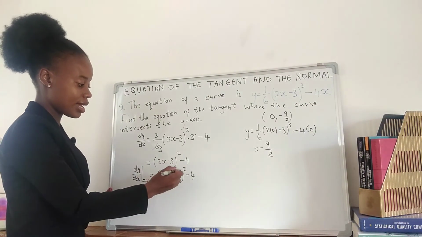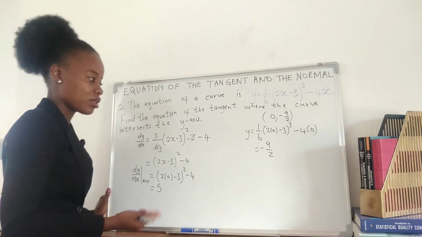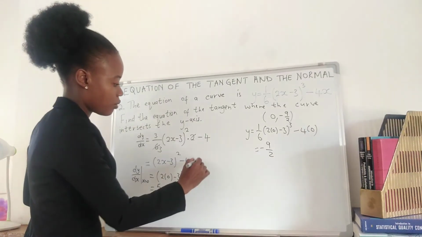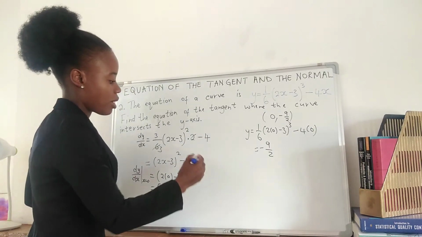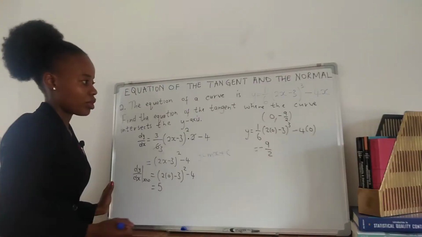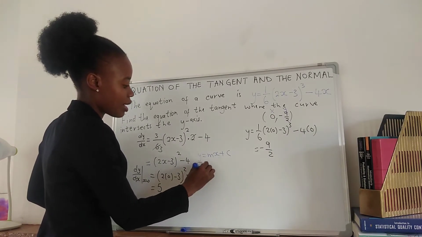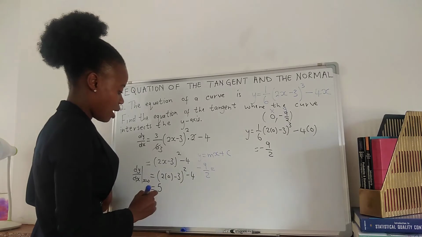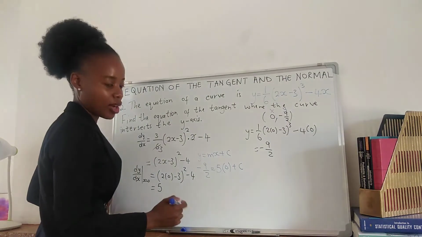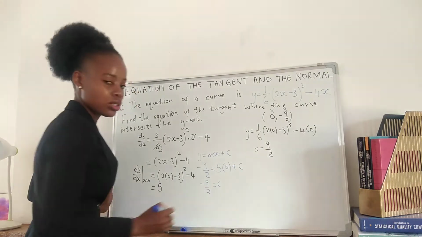Negative 3 squared is 9. 9 minus 4 is 5. So our gradient is 5. So we have a gradient and the point, right? So we're going to have y equals mx plus c. We have x and y: y is negative 9 over 2, m is 5, x is 0, plus c, right? So our c is equal to negative 9 over 2.